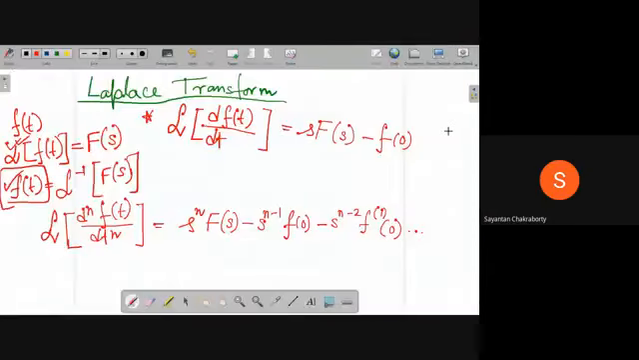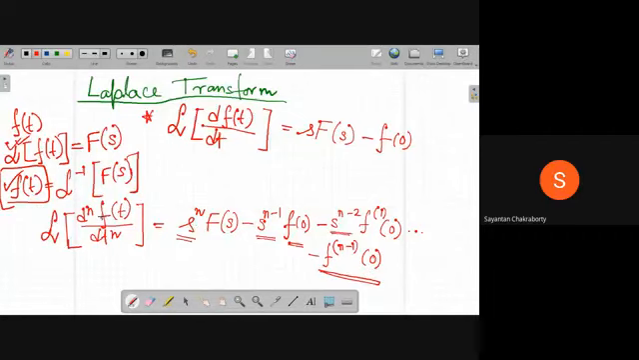and this will continue, and at the end of the day, you'll get minus f of (n minus 1) 0. See, this is s to the power n F(s) minus s to the power n minus 1 f(0), the initial condition of f at 0. This is s to the power n minus 2 f'(0). That means the first derivative of f(t) when the initial condition is set to 0. So similarly, this will be the nth derivative of f(t) and its initial condition at t equal to 0. So this is the formula in general.